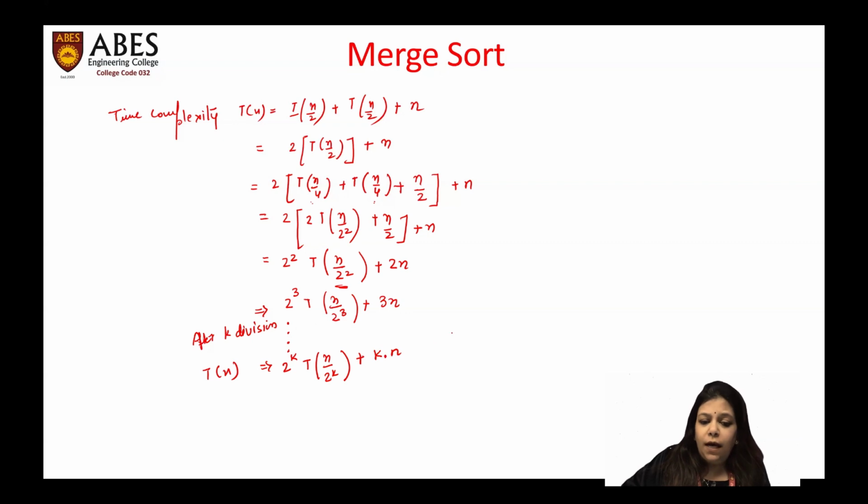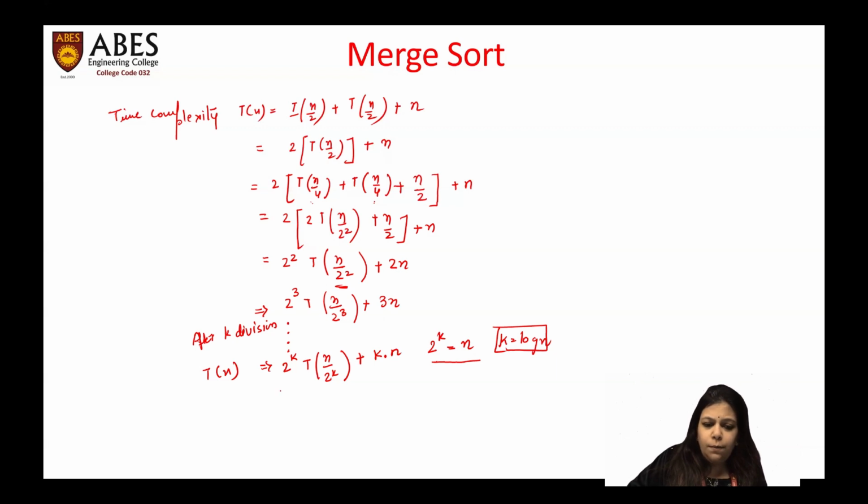Now, if we assume that 2 raised to the power k is equal to n, because we are supposing that n is a power of 2, that is, the number of elements is a power of 2. So we can assume that 2 raised to the power k is equal to n. Taking log on both sides, we get k is equal to log n.